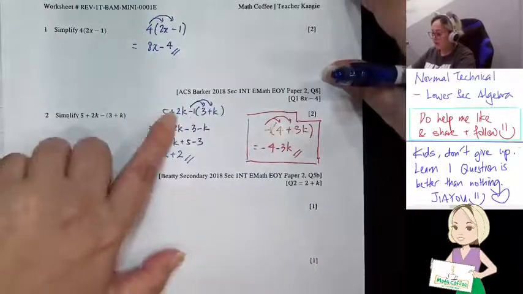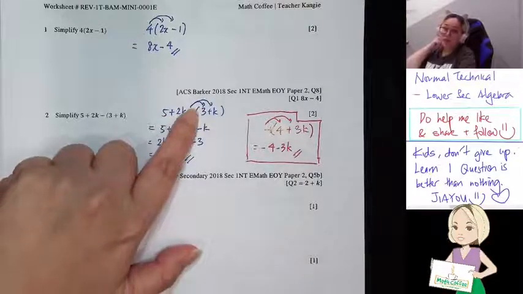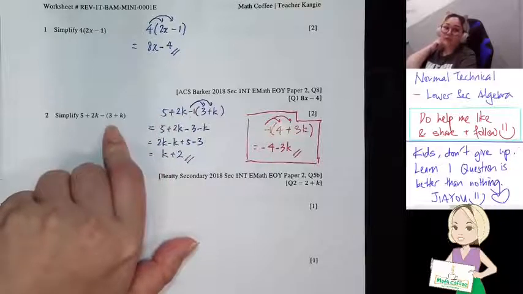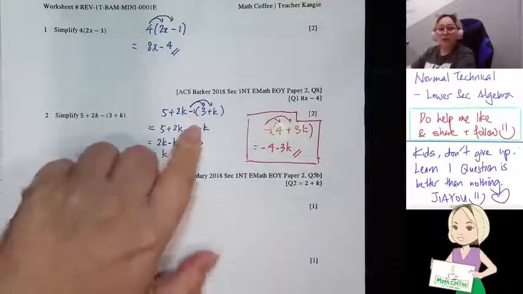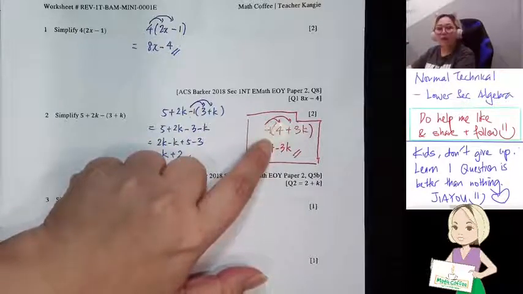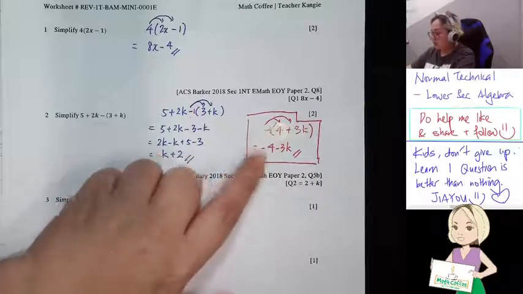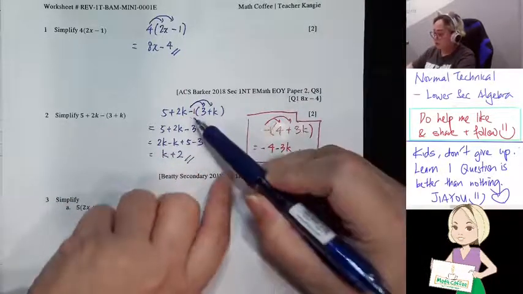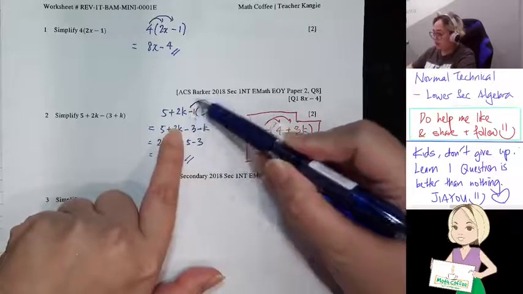So 5 plus 2k minus, you see there's a 1 there. Initially there's no 1, it's just minus open bracket 3 plus k. Over here, I put it in the box that whenever you see minus with a bracket, you can just put an invisible 1 there, so that when you rainbow, it's easy. So let's take a look here. 5 plus 2k, just copy, no change. We're going to rainbow this part.